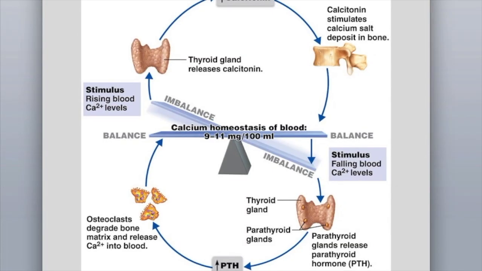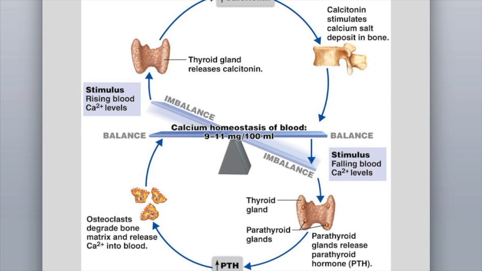Here we go. So in looking at the buildup or breakdown of bone, which we studied in chapter 5, you've got the thyroid gland, which will release calcitonin. The thyroid is an endocrine gland. Calcitonin is a hormone. It stimulates calcium to be deposited into the bone.